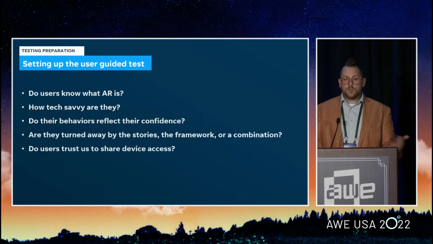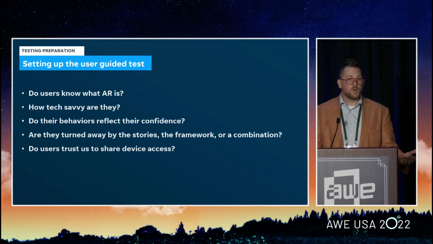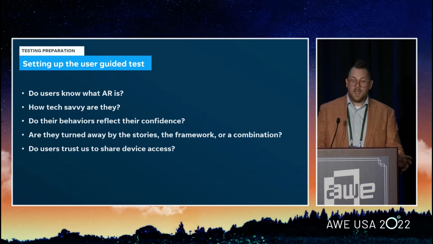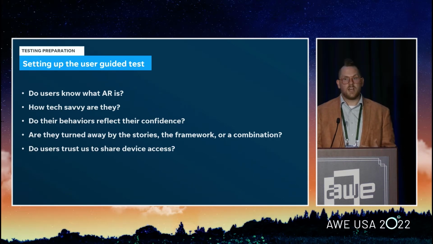And were the users turned away by the stories, the framework, or a combination? We're telling news. I mean, we were doing pandemic coverage, politics, historical telling. So there were so many variables. We needed to find out what the real issue was that was turning them off in the first place to get to those follow-up points. And going back to the permissions, do they trust us to share device access? Were they concerned that a news agency was asking for so many things on their device?